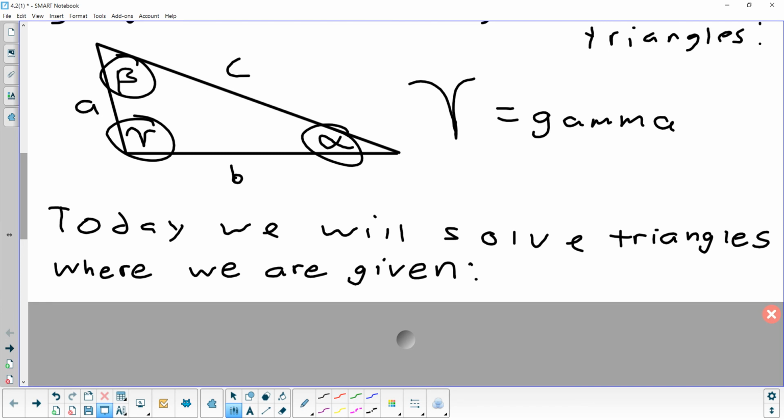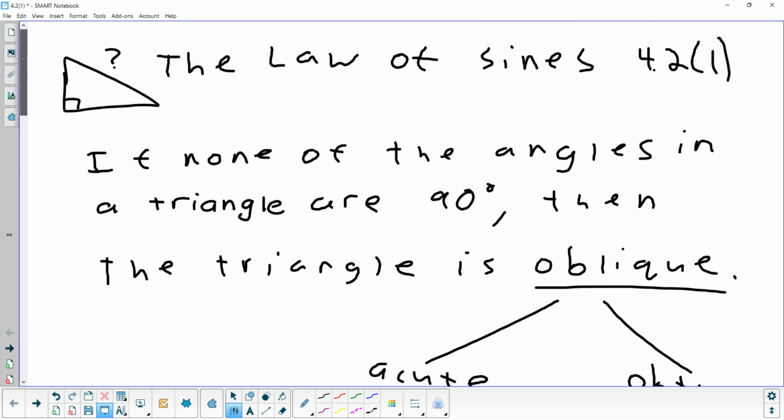Now, if you remember, when you're solving a triangle, there's always 6 things you have to find: 3 sides, 3 angles. In order to solve it, I have to give you 3 of those 6. Depending on what 3 pieces of information I give you is going to control how you solve it. There are two formulas we're going to learn this week. One of them is called the law of sines. The other one is called the law of cosines.